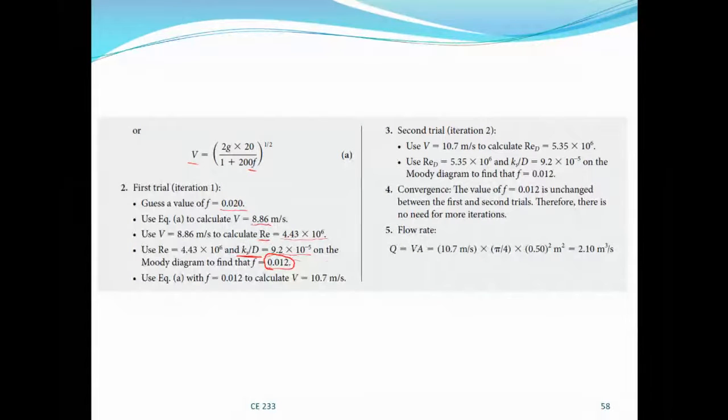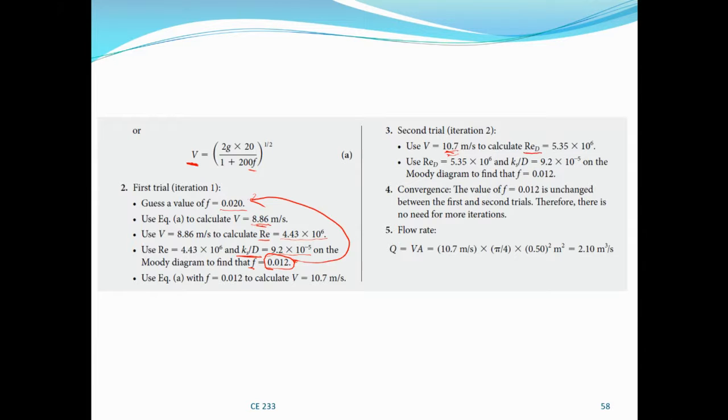You remember our assumed value of the friction factor is this one, 0.02. So this is different. The assumed one is different from what we obtained from Moody's diagram. We now use a new friction factor and repeat the process again. That's a second trial. In the second trial, we use this F to find the velocity again. And when we do that, the velocity now, instead of 8.86, is now 10.7.